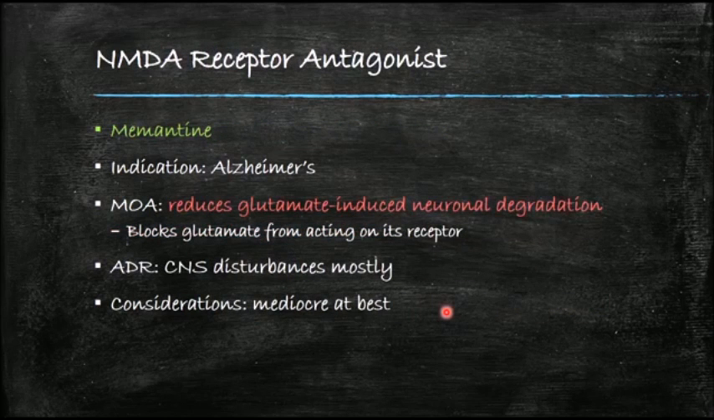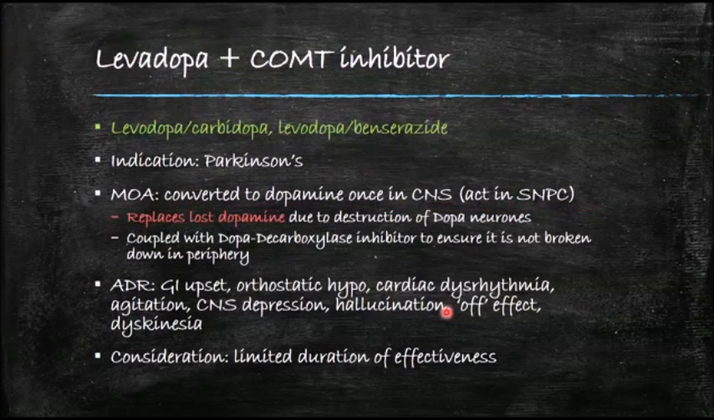NMDA receptor antagonists probably don't really need to know much about this either. Levodopa and a COMT inhibitor. So this is pretty important. Levodopa can either be coupled with a carbidopa or a benserazide, and it's used in Parkinson's. The COMT inhibitor is purely there to stop the peripheral breakdown of the levodopa. So that works peripherally, allows the levodopa to get up into the CNS, where it is then converted into dopamine and has an action and allows the patients to move again.